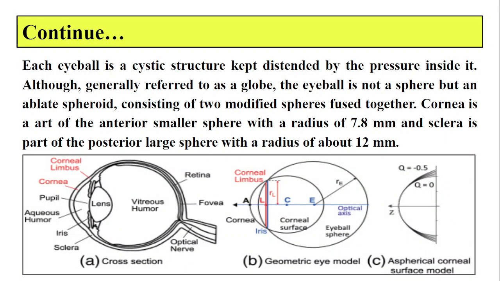Each eyeball is a cystic structure kept distended by the pressure inside it, although generally referred to as a globe. The eyeball is not a sphere but an oval sphere consisting of two modified spheres fused together. The cornea is a part of the anterior smaller spherical segment with a radius of 7.8 mm, and the sclera is a part of the posterior larger sphere with a radius of about 12 mm.